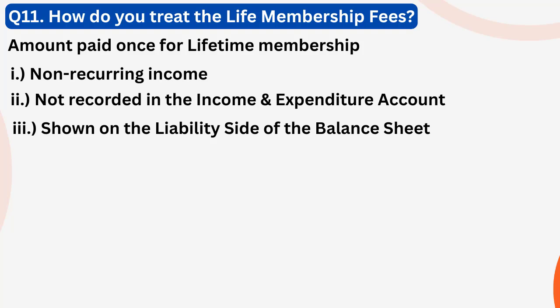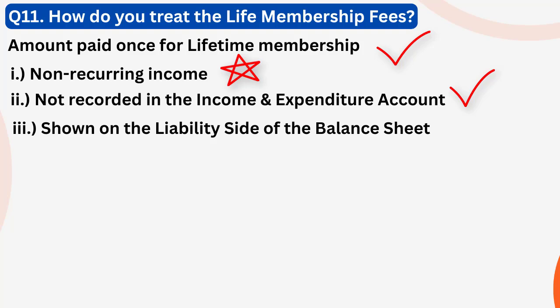How would you treat the life membership fees? Now see, life membership fees is the amount that is paid by the members only once for a lifetime membership instead of annual subscriptions. Now, since this is a non-recurring income, it should not be treated as regular income in the income expenditure account. So what's the correct treatment in that case? The correct treatment is, first of all, it is not recorded in the income expenditure account because it is a capital receipt, not an annual income.